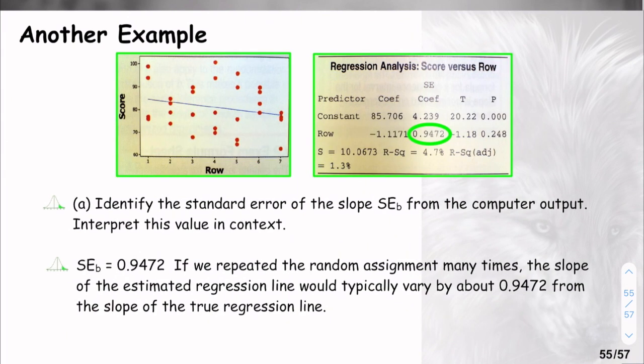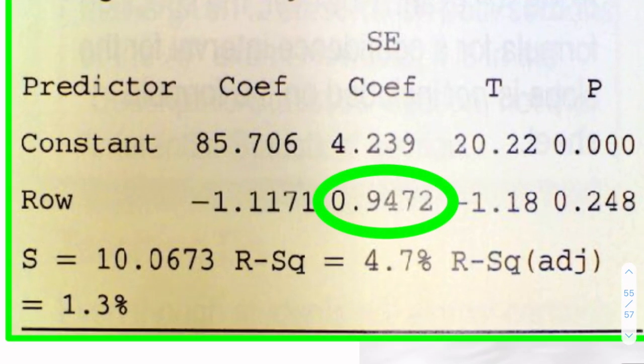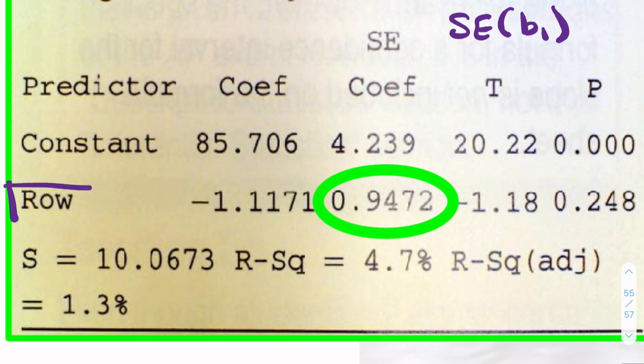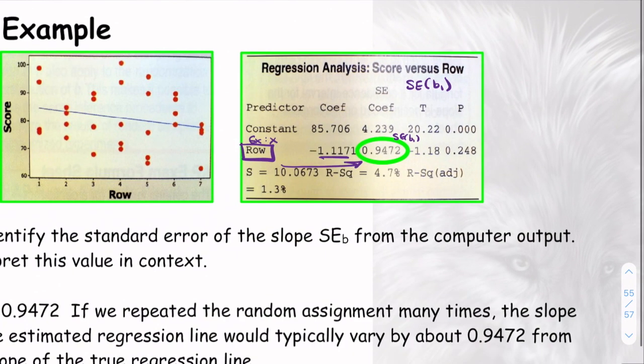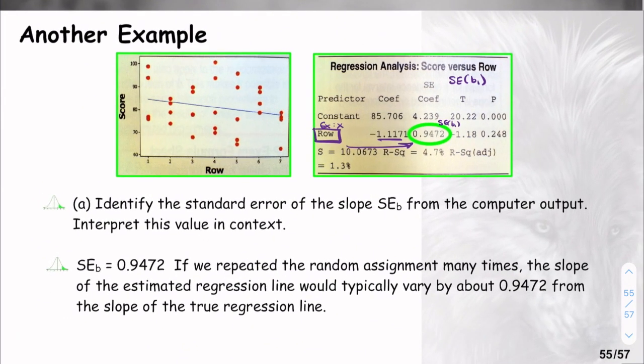First thing, from our data, if we want to figure out the standard error of our slope, we look at our explanatory, or x row, and then we go to standard error. So this gives us our slope, and this gives us SE of b1. So we don't have to calculate that at all. So the standard error for our slope is 0.9472. It tells us right in the output.